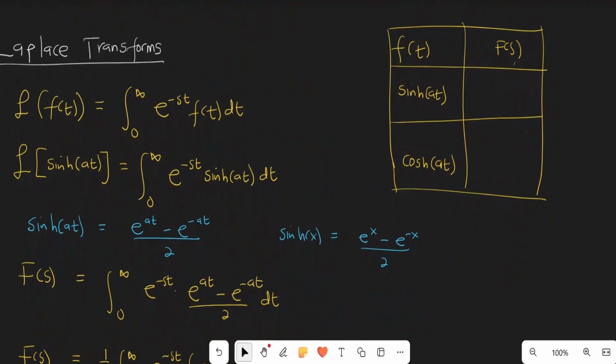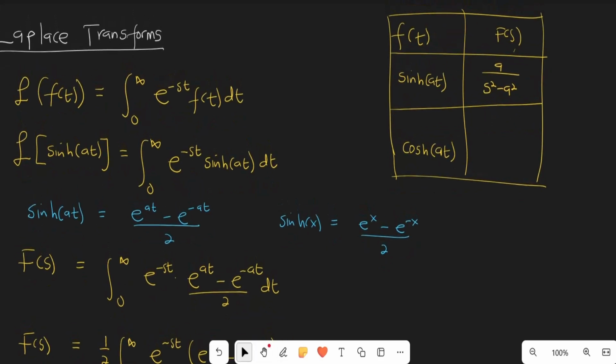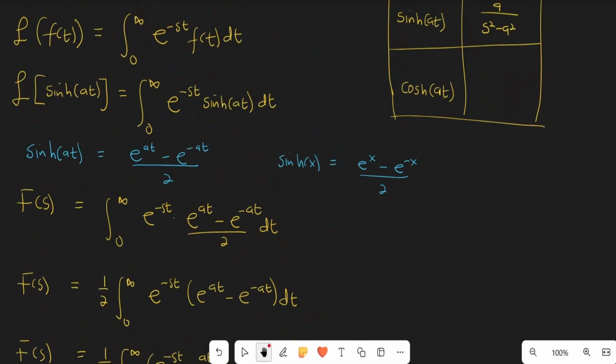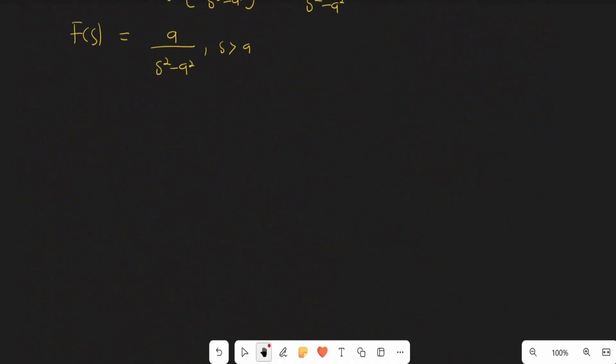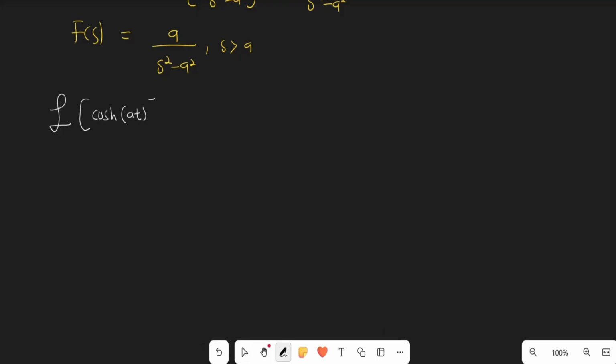So here the Laplace transform of the sine hyperbolic of at is a all over s squared minus a squared. Okay, cool. So this one looks like the Laplace transform of the sine of at. So the next one is the cosine hyperbolic of at. Why not? So now let's switch colors. Let me do it in white pen. Why not? So we are now going to find the Laplace transform of the cosine hyperbolic of at, like this.